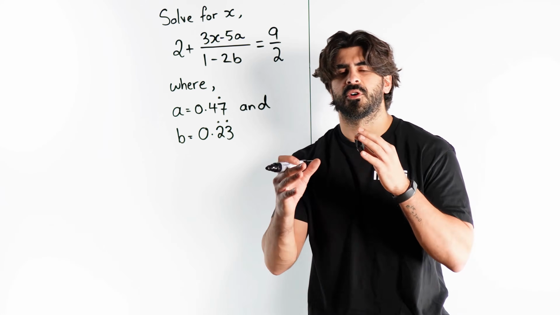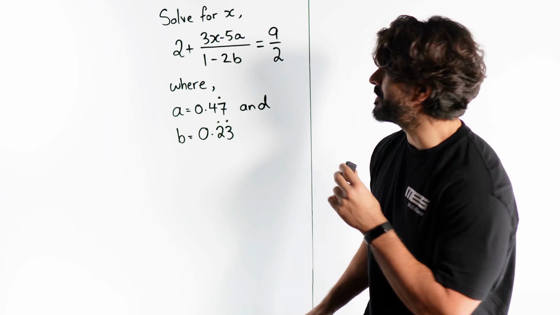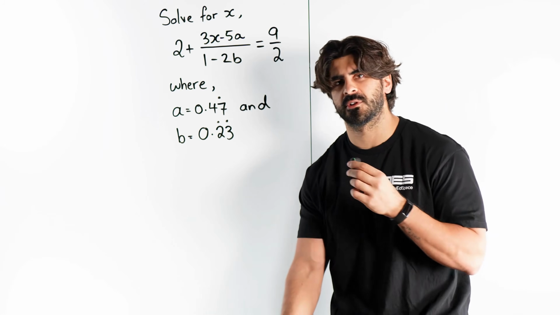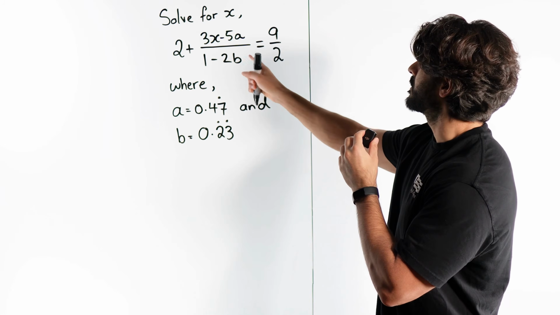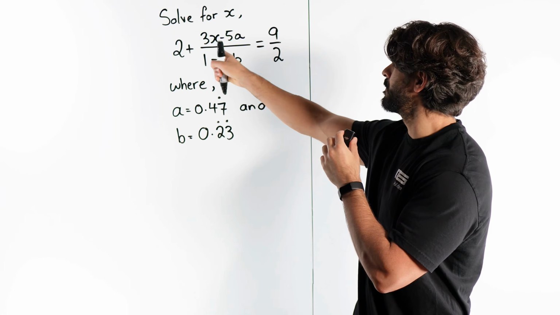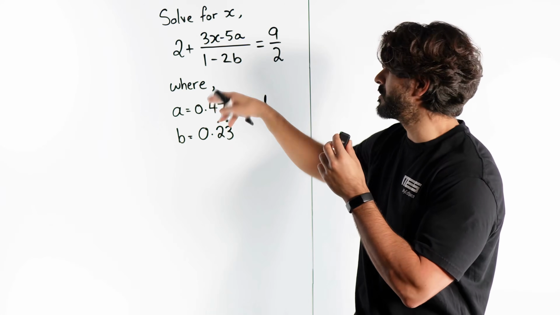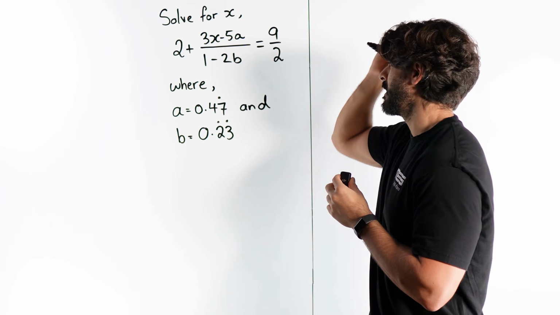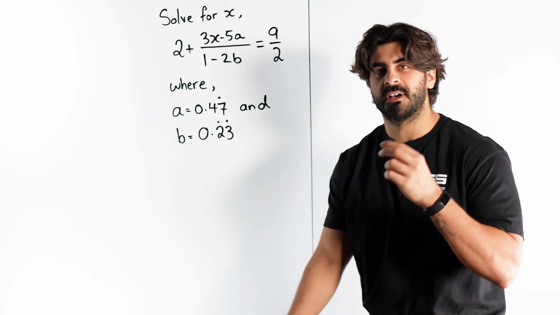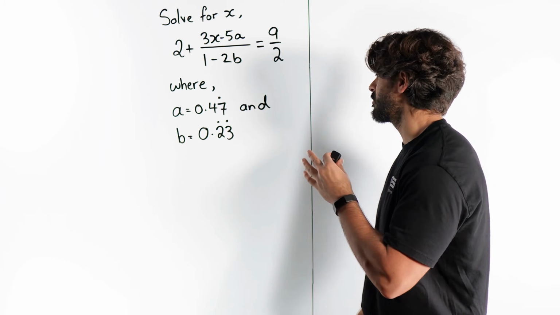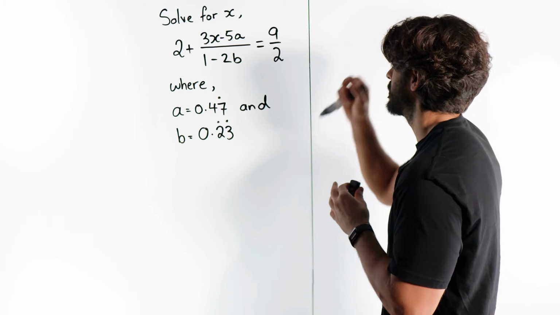Here's an example of an absolute devilish GCSE recurring decimals question. We have to solve this algebraic fraction for x, where a and b, these numbers, are recurring decimals. So, how should we go about doing it? This would definitely be a grade 9 style recurring decimals question.